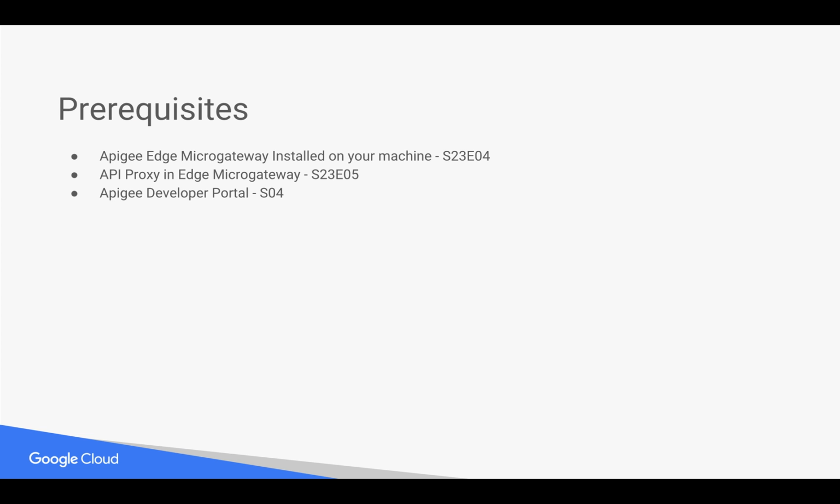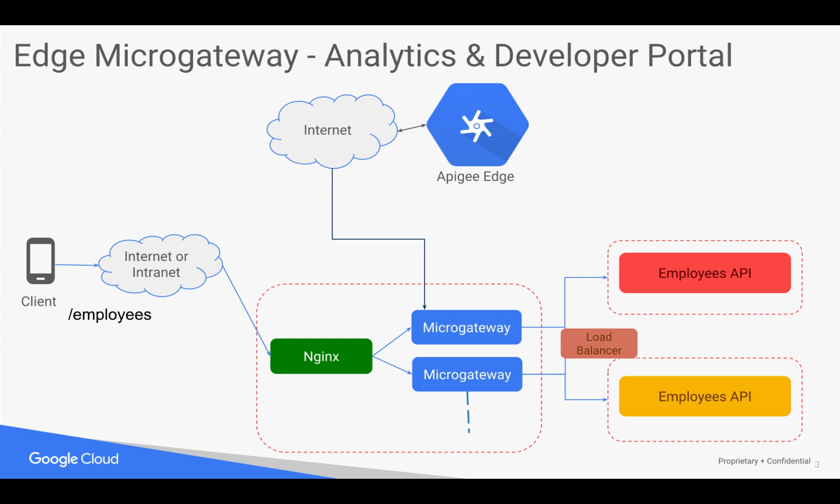Prerequisites for this video: you need Apigee Edge Microgateway installed on your machine, as well as an API proxy running in Edge Microgateway, and access to Apigee Developer Portal. For this, you can refer to the earlier 4-minute videos. Let's see how it works.